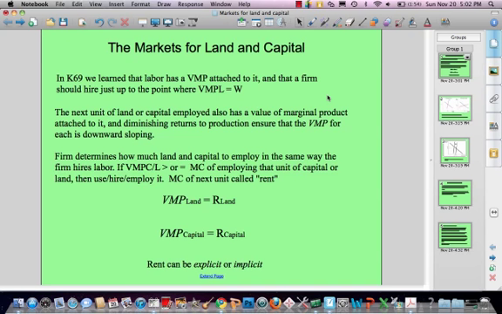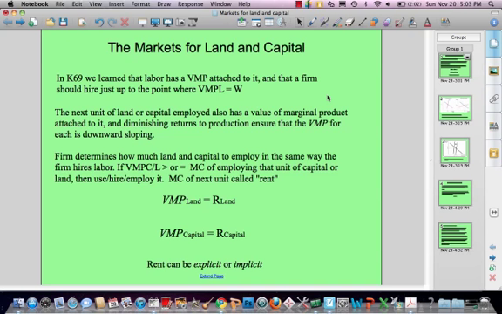The next unit of land or capital employed also has a value of marginal product, so that VMP acronym attached to it, and diminishing returns to production make sure that the value of marginal product for each of those two, so land and capital, the demand curves for those are downward sloping as well.